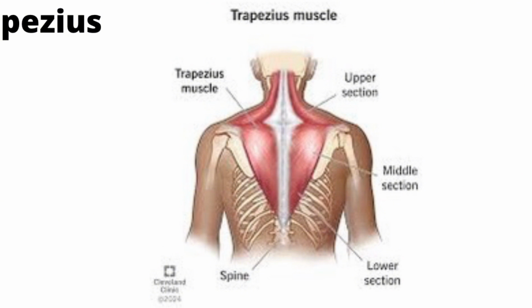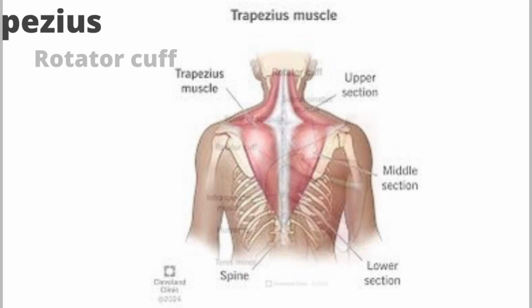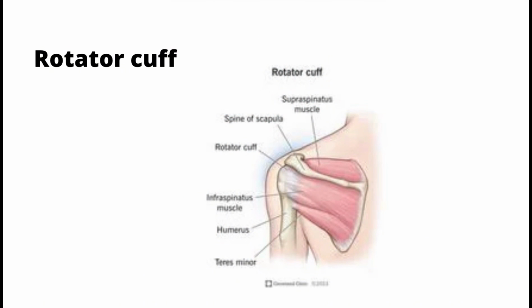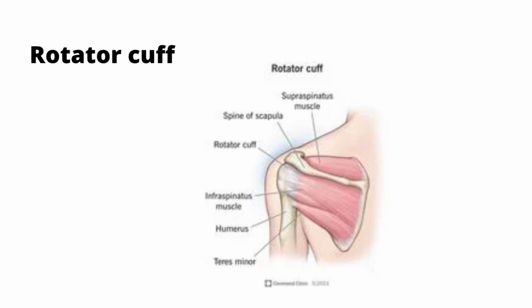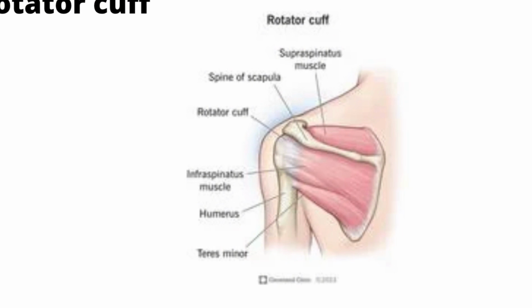Subscapularis. Location. From the side of the shoulder blade. Function. Rotates the arm inward. Main functions of the rotator cuff. Keeps the shoulder joint stable. Helps move the arm in different directions. Prevents the upper arm bone from slipping out of the socket.